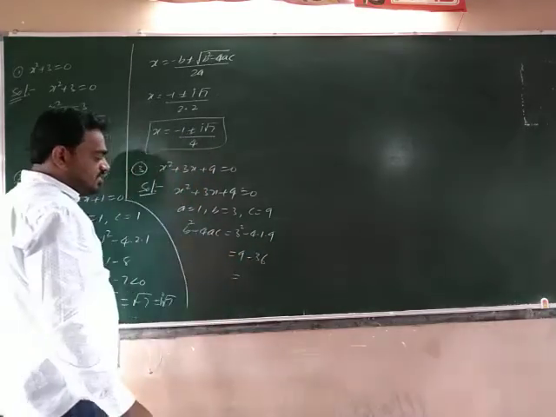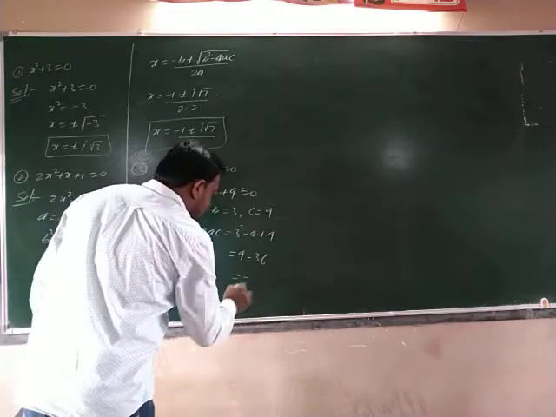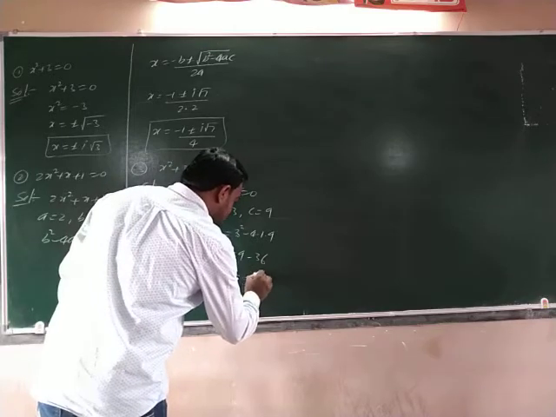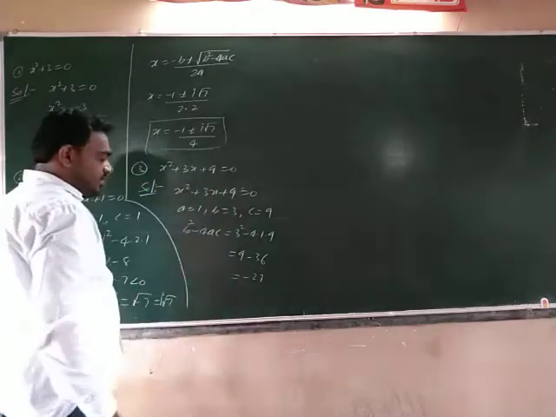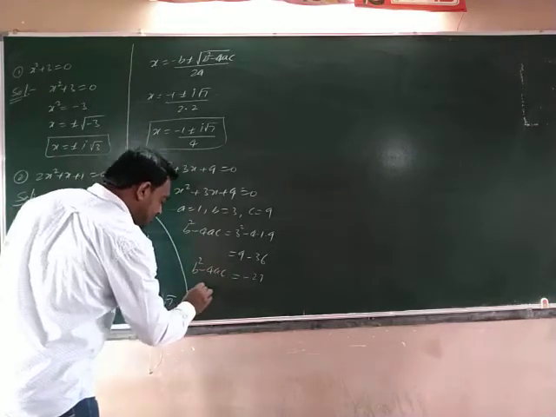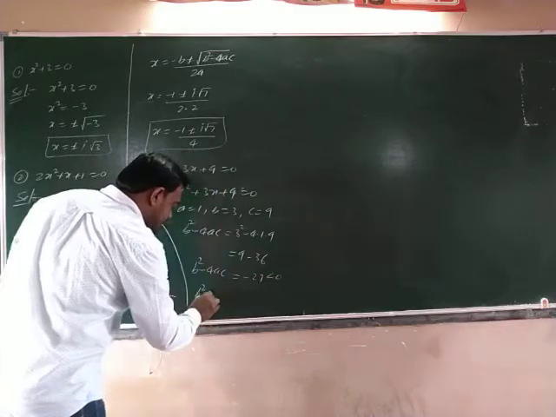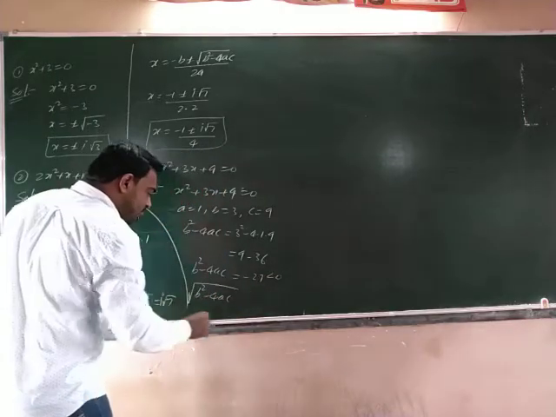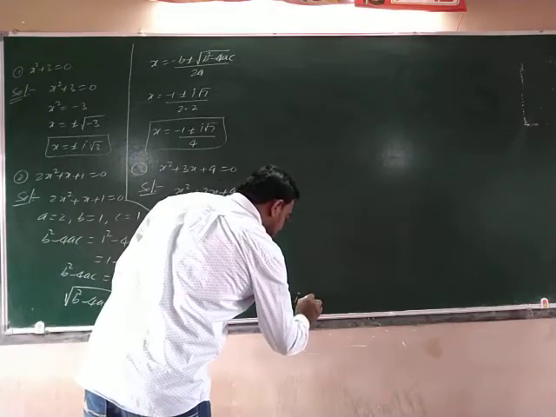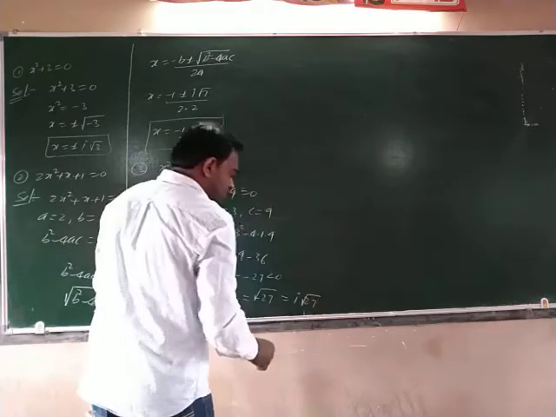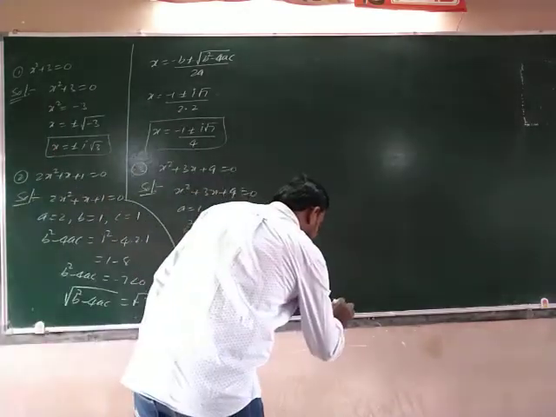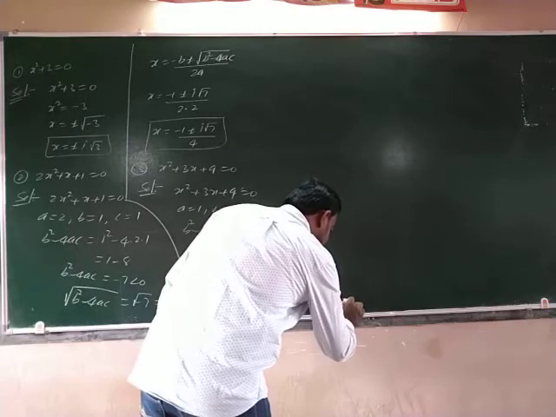9 minus 36, how much? This is minus 27. Minus 27, which is equal to b square minus 4ac, is less than 0. So b square minus 4ac under root is equal to square root of minus 27. So this is equal to I root 27. 27 is equal to 9 into 3, so 3 root 3. So that is equal to I into 3 root 3.